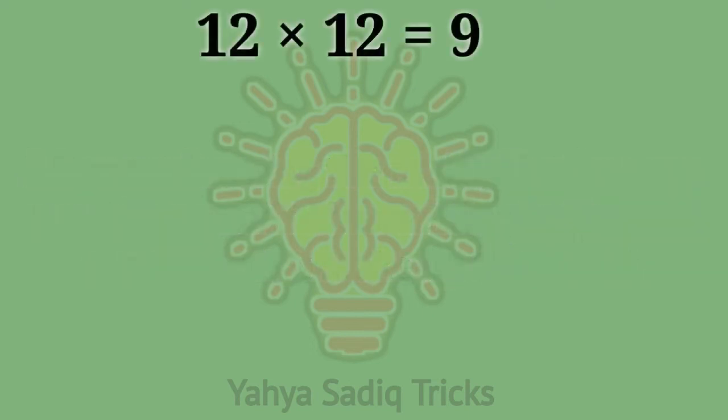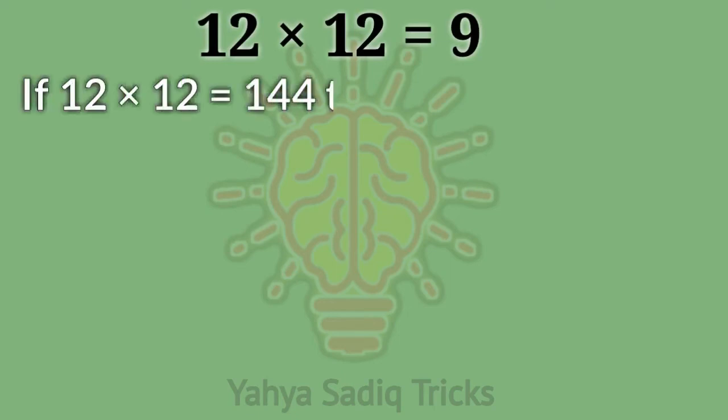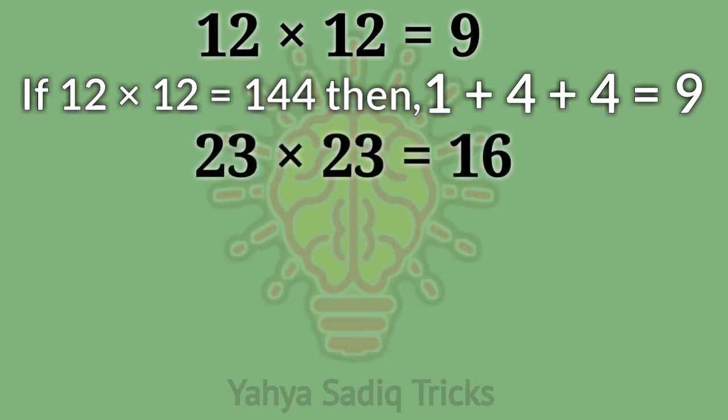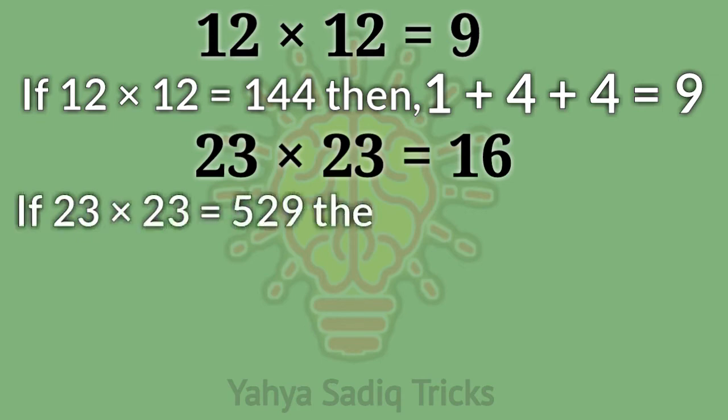Suppose 12 multiplied by 12 equals 9. Let's solve this. 12 multiplied by 12 equals 144, then add the digits of 144 to each other. So 1 plus 4 plus 4 equals 9. Then another example: 23 multiplied by 23 equals 16. 23 multiplied by 23 equals 529, then add 5, 2 and 9. So 5 plus 2 plus 9 equals 16.